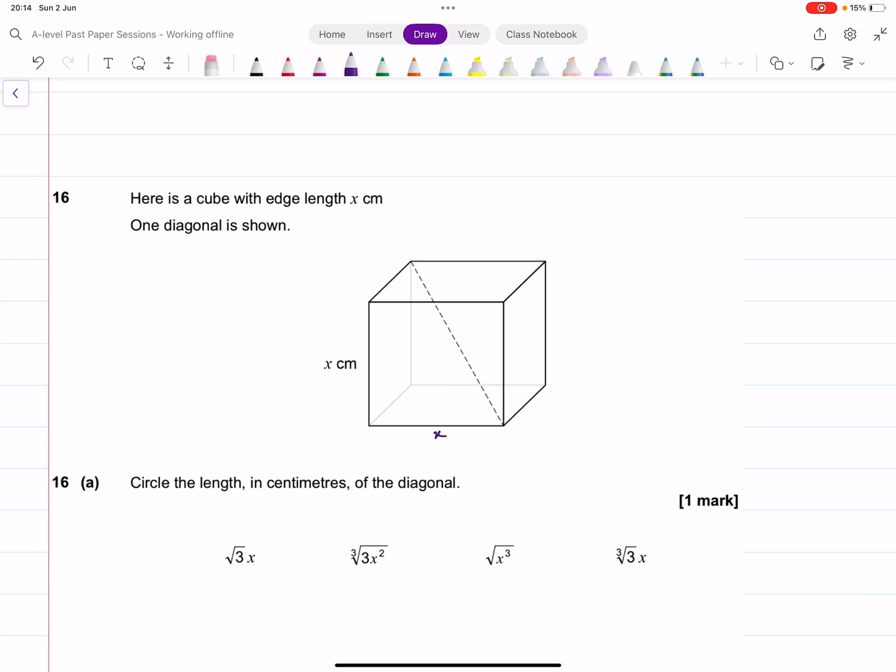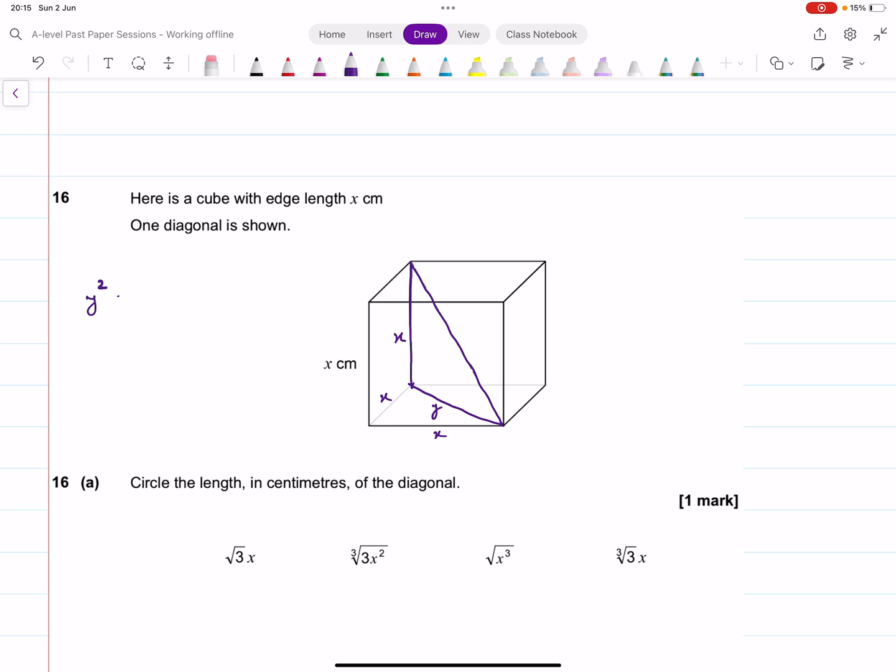We have this length x as well, and that's not the same triangle. We'll have to use two triangles apparently here. So we can actually use this triangle to find the length of this diagonal. Now this edge is going to be x. The problem is we don't know what the length of this side is. Now this is x and this is also x. Let's call this y.